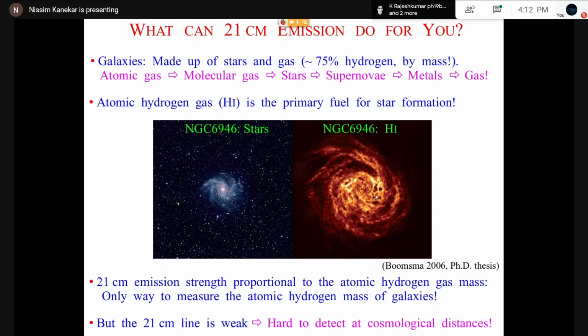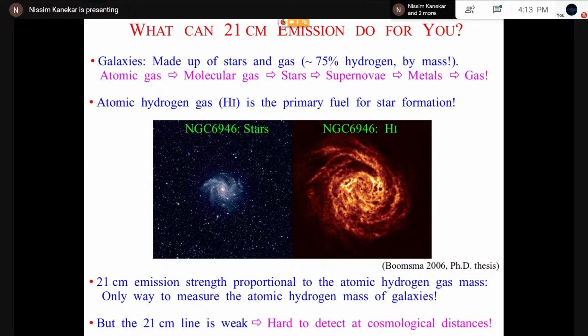And so you see that atomic hydrogen stretches out a much larger distance than the stars. In the central regions, of course, the hydrogen is much more condensed. It's much brighter, but the hydrogen goes out at least a factor of 2, and often a factor of 5 to 6 further than the stars. And that's the general picture we have of galaxies. The HI, the atomic hydrogen, is hugely extended.